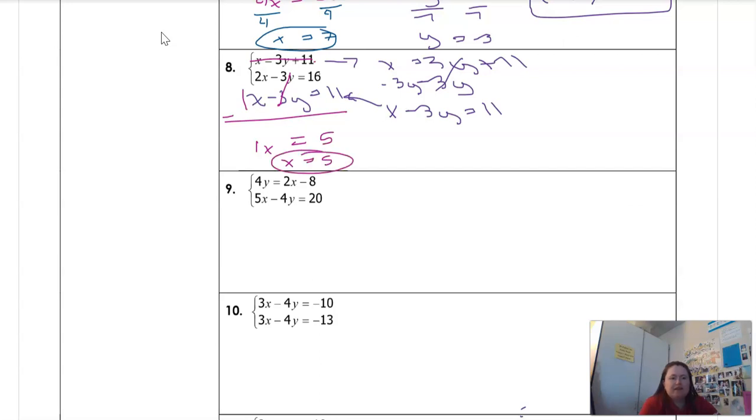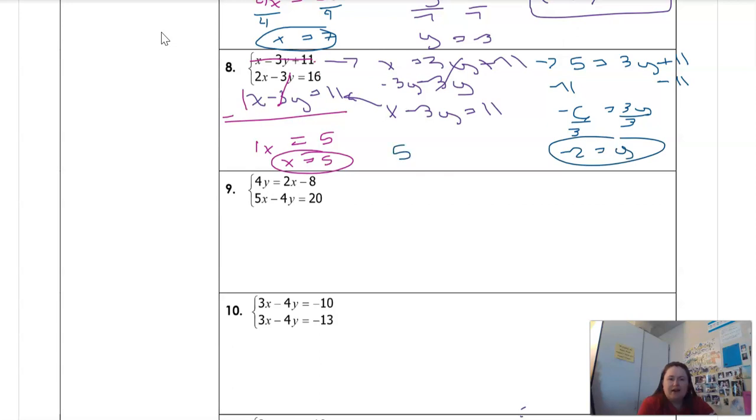So then I need to take either equation and use it to find y. So I'm going to actually just take the first original unaltered equation and plug in 5 for x. 5 equals 3y plus 11, minus 11 on both sides. -6 equals 3y. Divide by 3. -2 equals y. So my answer is 5, -2.